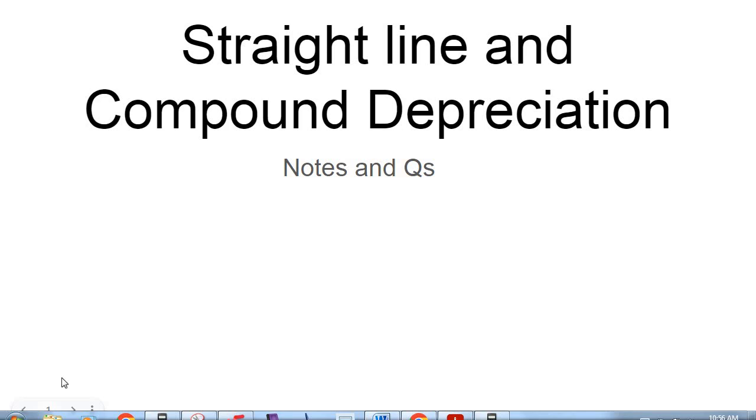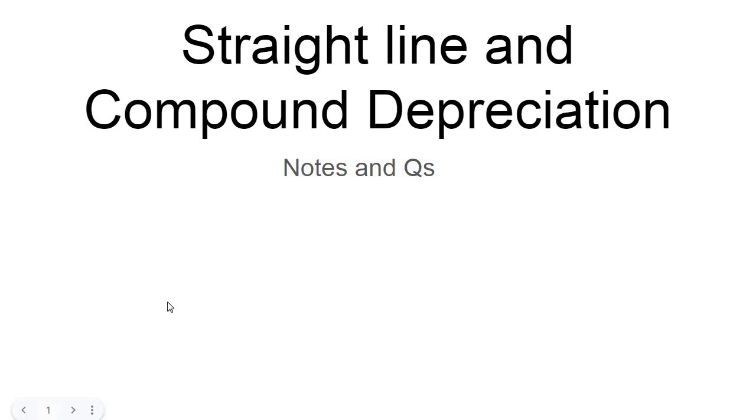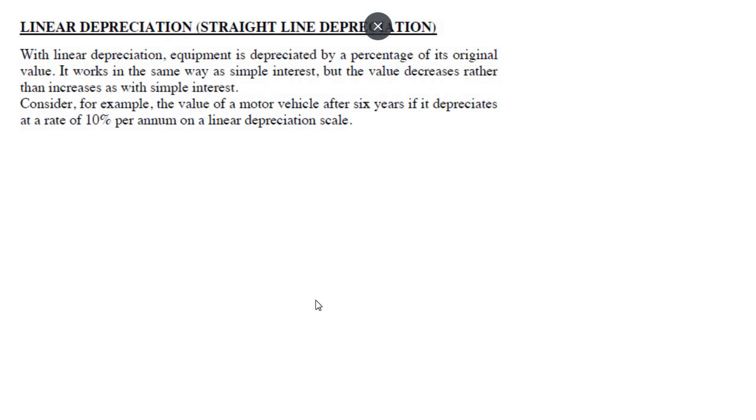Okay, this is straight line and compound depreciation, and it's an awful lot like straight line and compound interest, but this time things are losing value. Linear depreciation, what is it? Well, with linear depreciation, it goes down by the same amount each year, okay?